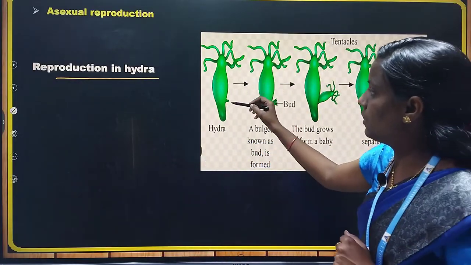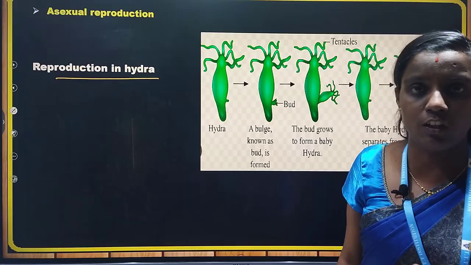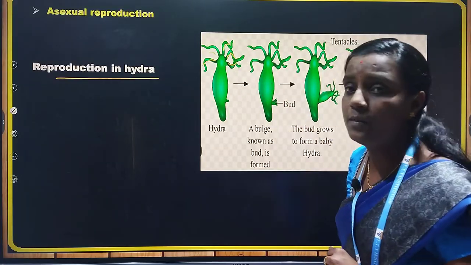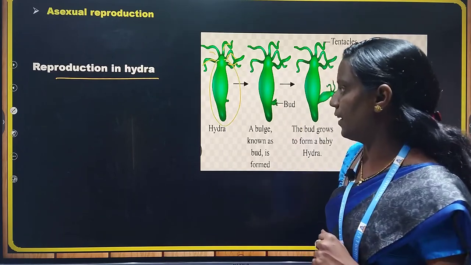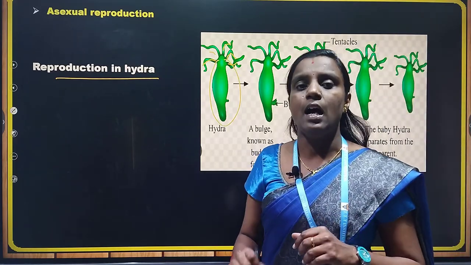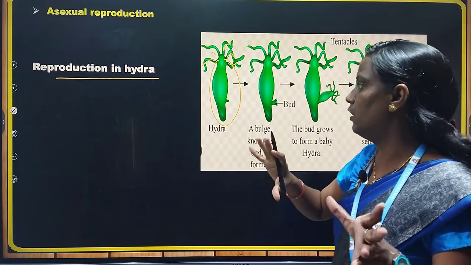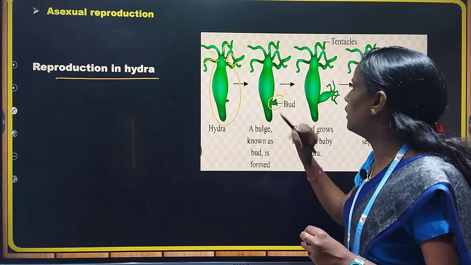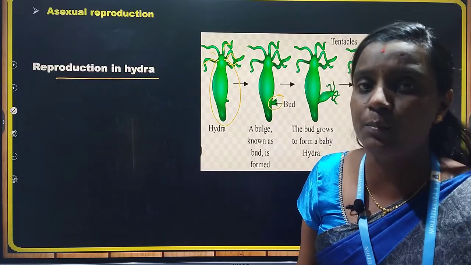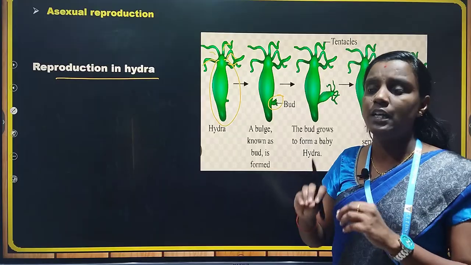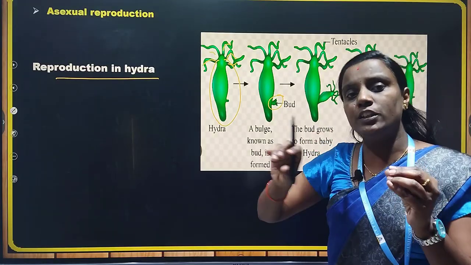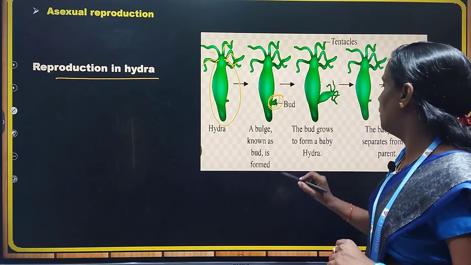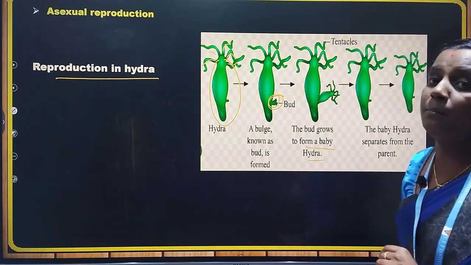See, Hydra, this will be the structure of the Hydra. Hydra is an organism where they have tentacles. These are the tentacles, and this will be the body of the Hydra. Okay, so what happens here? During some process, there will be a bud formation in the part of the Hydra. So what is the bud here? Nothing but a bulged part. Okay. So a part will be originating in the Hydra itself, in its body itself. Then that bud will grow to form a baby Hydra.